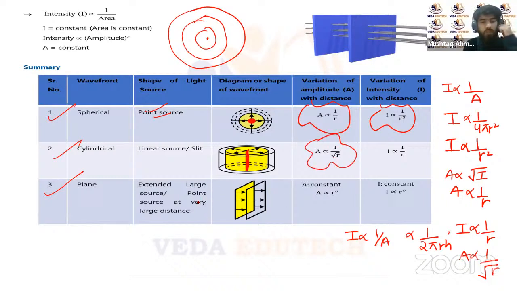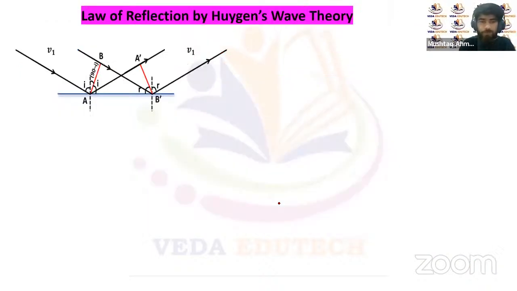Similarly, for plane wavefronts, the source is an extended source placed at infinity or at a large distance, and the wavefronts from that source will be plane wavefronts. The intensity will be proportional to r to the power 0. It means the intensity of plane wavefronts is a constant, independent of distance. So the amplitude will also be constant and independent of distance. The direction of the flow of light is perpendicular to the wavefronts.